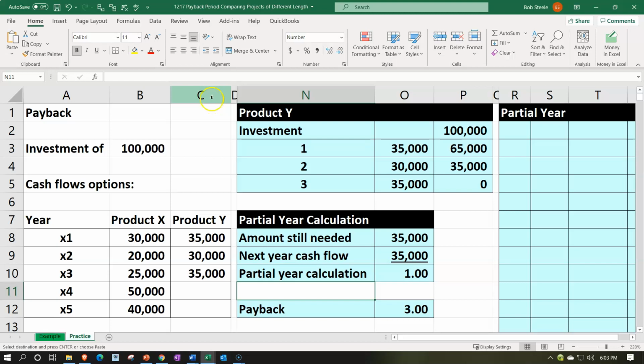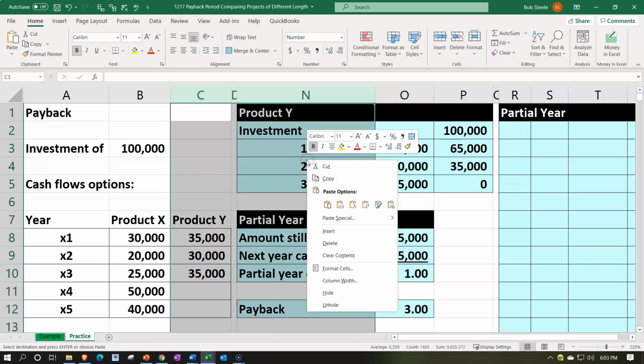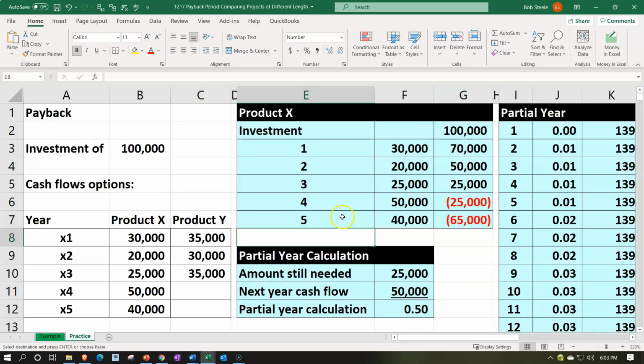Let's unhide now. Let's go from column C. I'm going to put my cursor on C and N, C N, right click, and then we're going to unhide so we can see it. Now we're seeing it. All right.